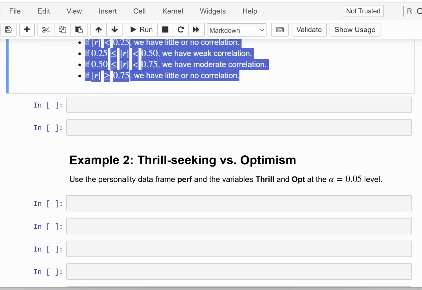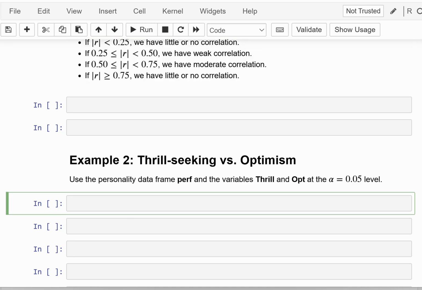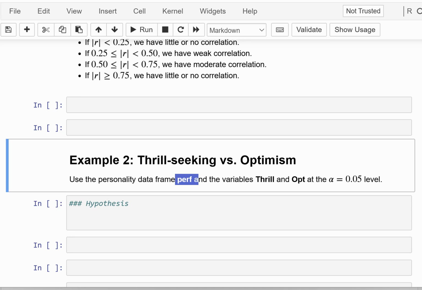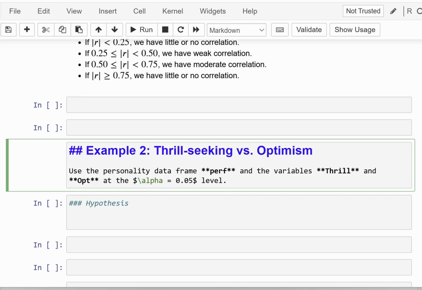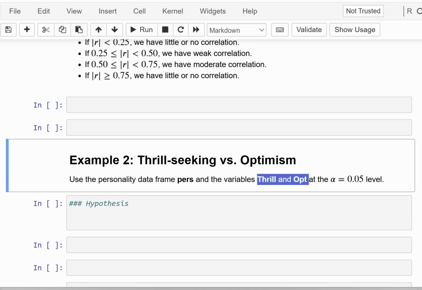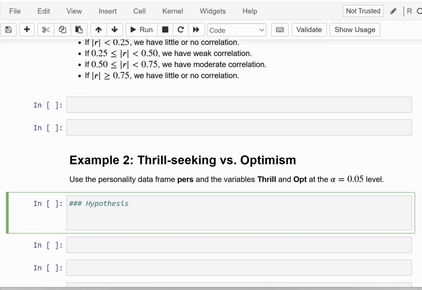All right, so let's do another one. And the first thing I want to do is the hypothesis. What hypothesis are we testing? We're testing in the pers, the personality data set, that the variables thrill and OPT are correlated. Okay, so that hypothesis goes down pretty easy.